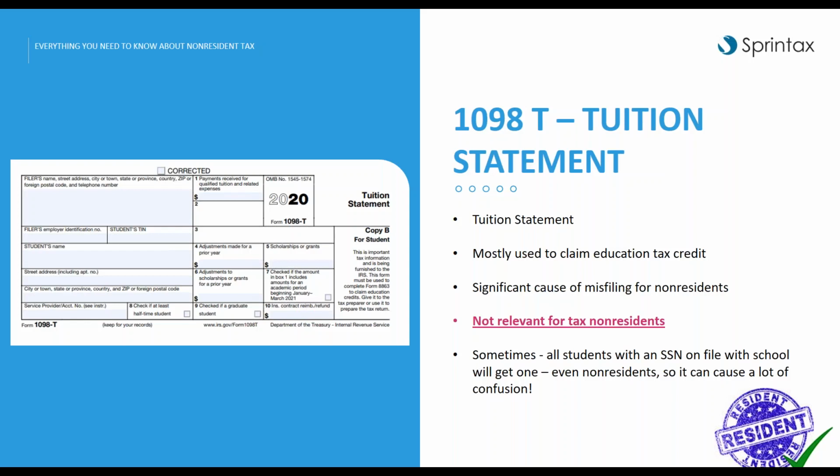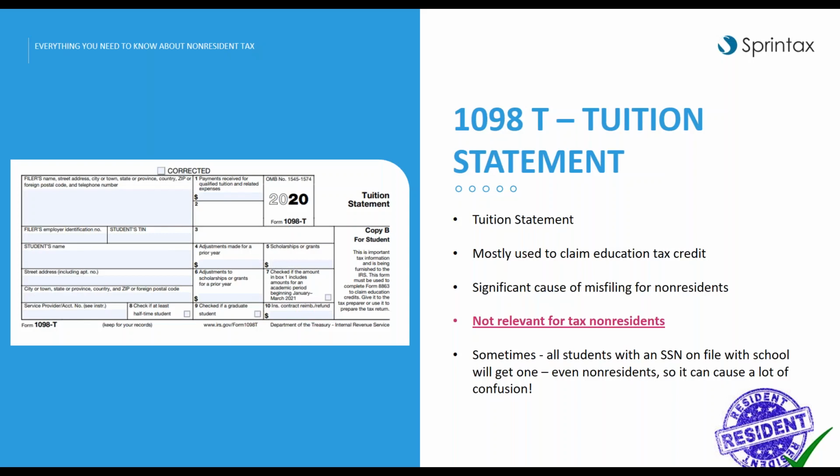So another really important form is Form 1098T. And 1098T is an educational tax credit that applies only to residents. In some cases, non-residents will be issued this document in error by their school, but unfortunately you cannot use it on your non-resident tax return. Sprintax actually won't ask you about it, so you might be wondering why that is.